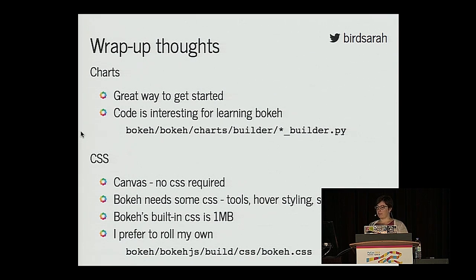The second thing is about CSS. If you have something that's just in Canvas, you don't need any CSS. But some of the things like the hover styling, the widgets that we used, the slider, that needs some CSS. Unfortunately, Bokeh's current built-in CSS is like a megabyte, which for me is too big, so I like to just roll my own. And again, I just take the little bits I need from the GitHub repo and roll my own CSS for my web application.